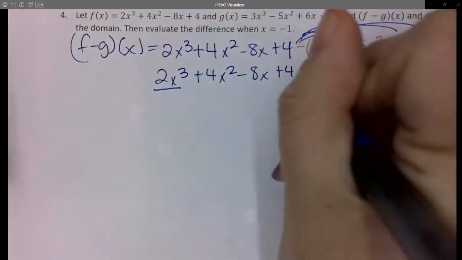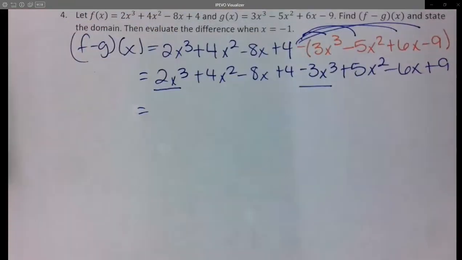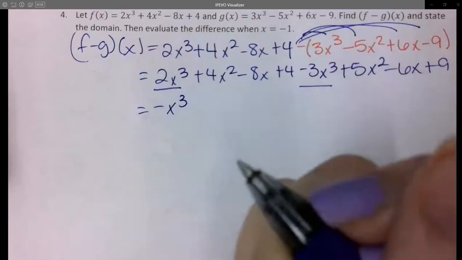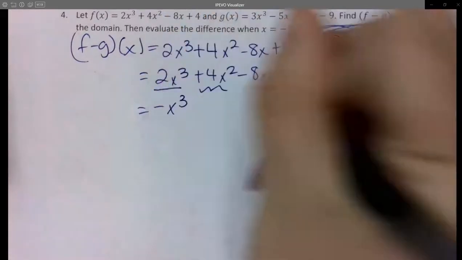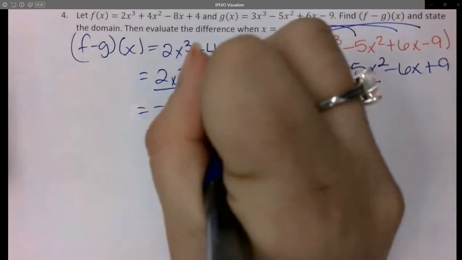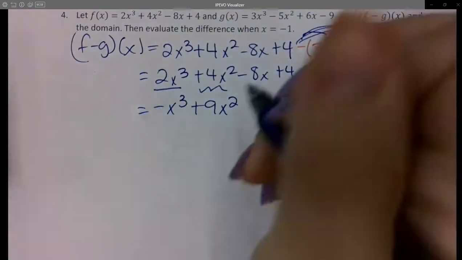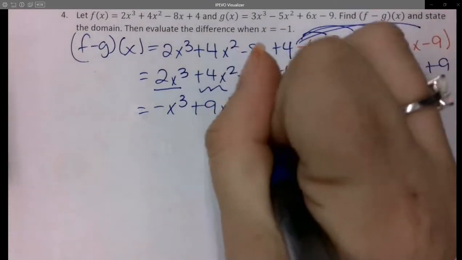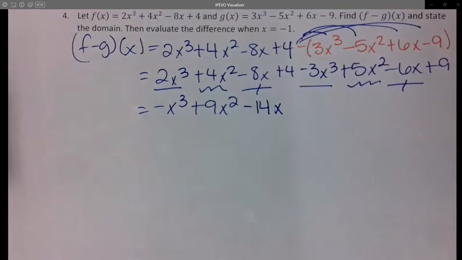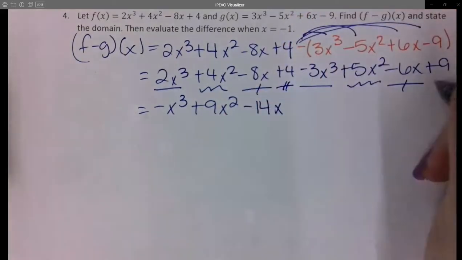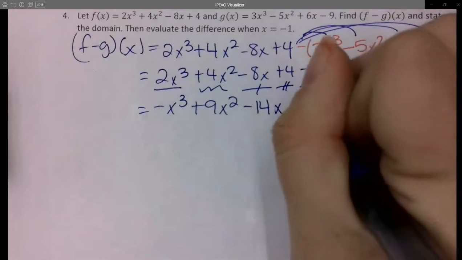Okay, so then I want to combine like terms. I have 2x cubed and negative 3x cubed, which will give me negative x cubed. I have 4x squared and 5x squared, which adds to 9x squared. I have negative 8x and negative 6x, which gives negative 14x. And then I have 4 and 9, which gives me 13.